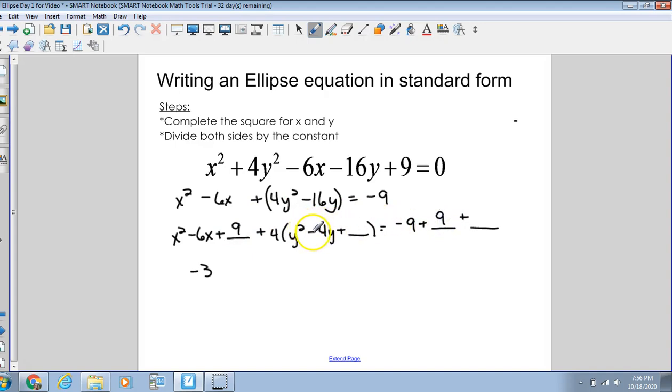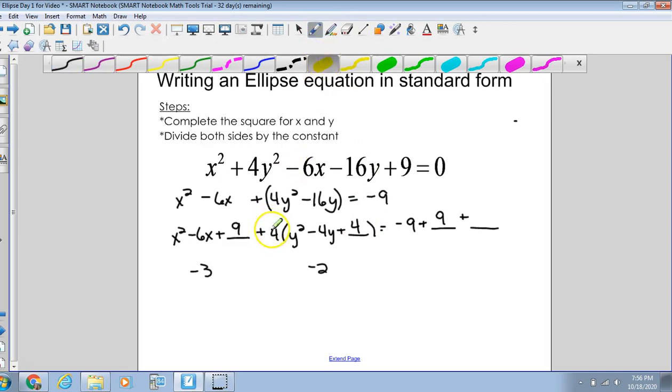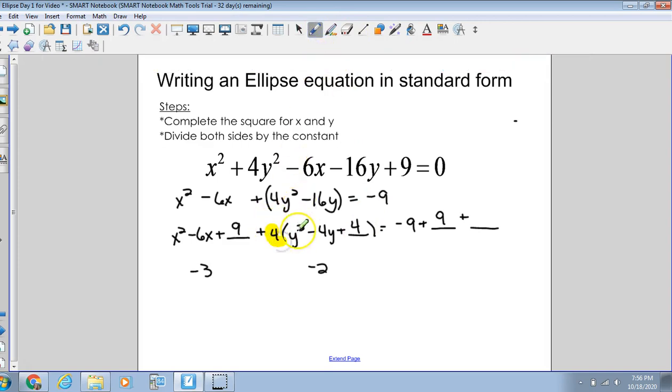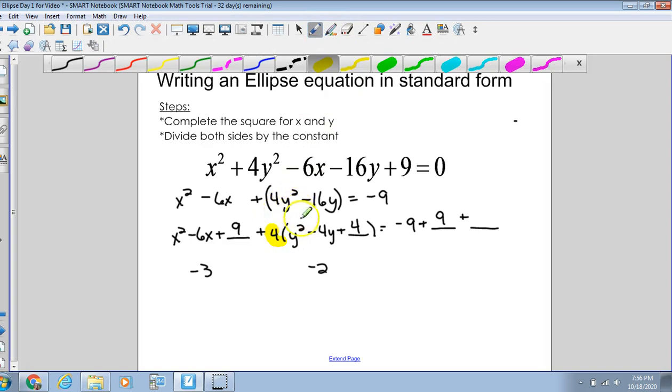Now for y's, when we take half of this negative 4, we're going to get negative 2. And when we square that, we're going to get 4. And whatever we add to the left side, we have to add to the right side. But be careful here, because we're not just adding 4. Because we have this GCF out here, this is not really just a y squared minus 4y plus 4.